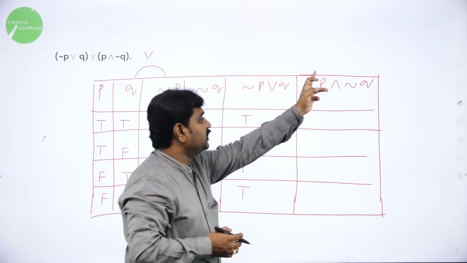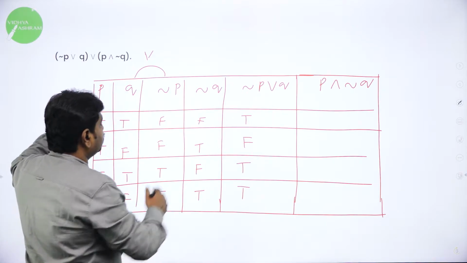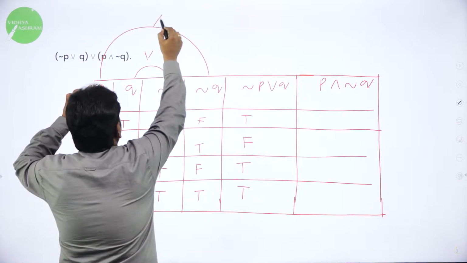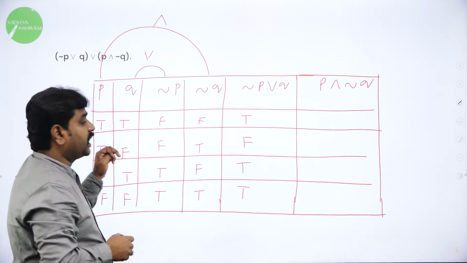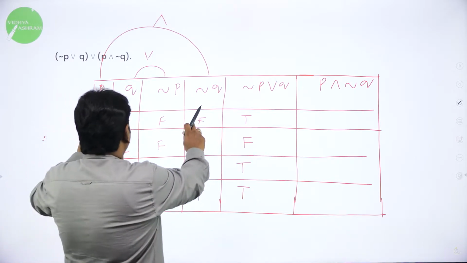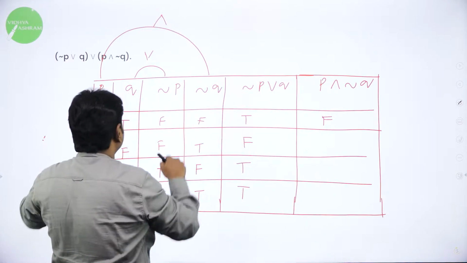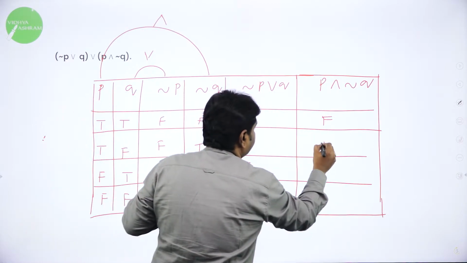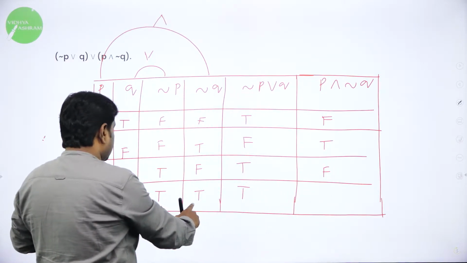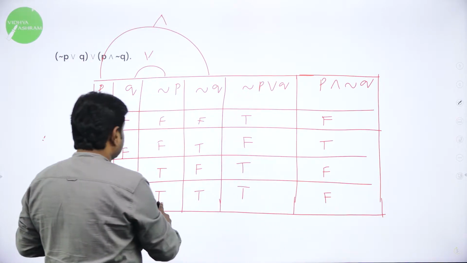And then P and not Q. So this is the column P and this is the column not Q. For these two, we need to do AND operation. AND means what? If any one is false, result is false. So true false, result is false, because one statement out of these two is false, and true true, result is true. False false, result is false. Finally, false true, result is false. If any one statement is false, the result will become false.